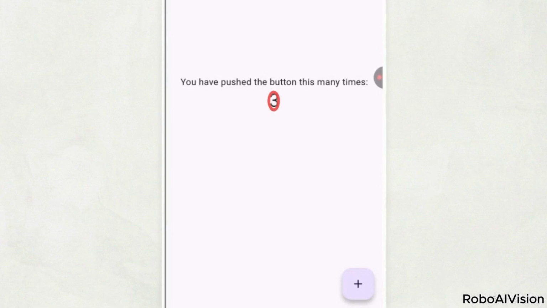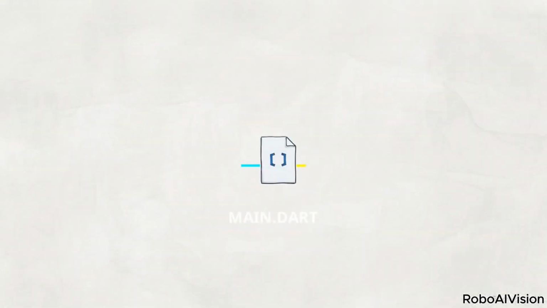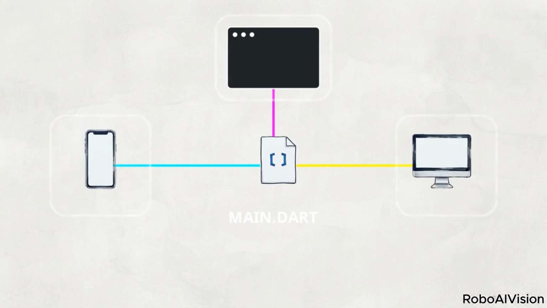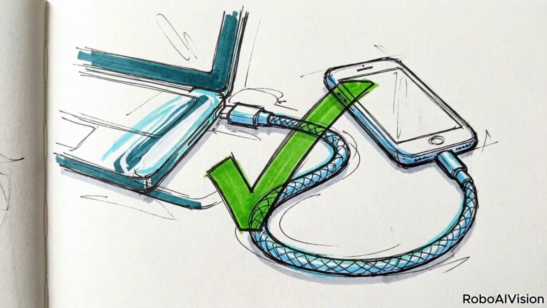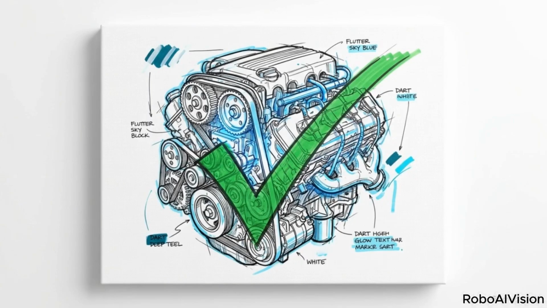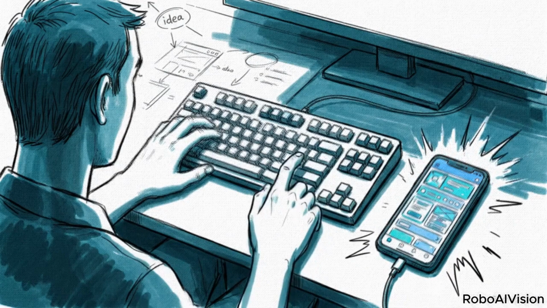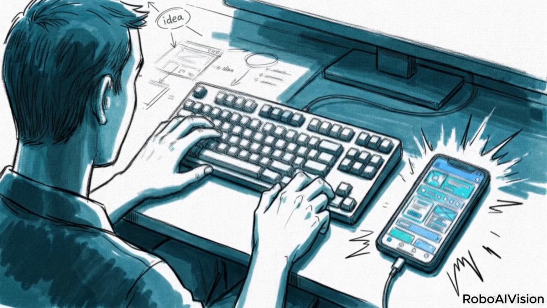Because of the environment we've configured, this single code base is now ready to be deployed to an iPhone, a web browser, or a desktop without changing your logic. The toolbox is operational, the hardware is synced, and the engine is verified. You are now fully equipped to wipe this default screen clean and begin engineering your own custom application.